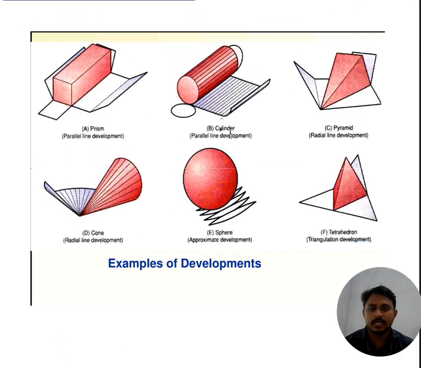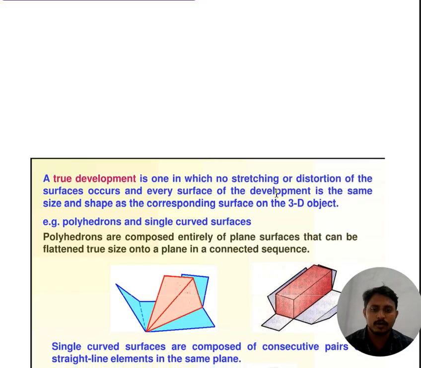Then moving on, these are the examples for developments. We already discussed it: prism and cylinder are the parallel line methods, and pyramid and cone are radial. These are the radial lines, the representation of radial lines from the center or origin point. From the origin point, the radial lines are extended. Here also in the pyramid, from the origin point, the radial lines are extended. First two are the parallel line method, the sphere is the triangulation method, and the fourth one is the approximate method. These are the examples for developments.